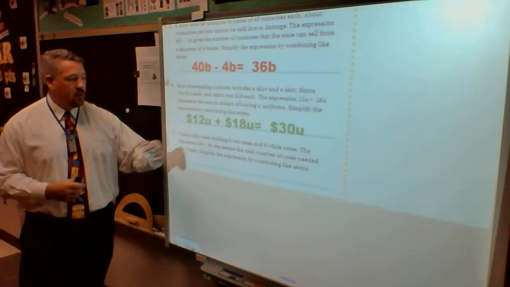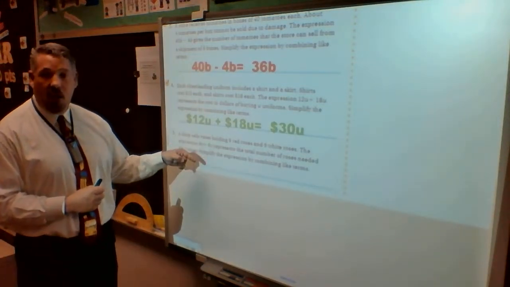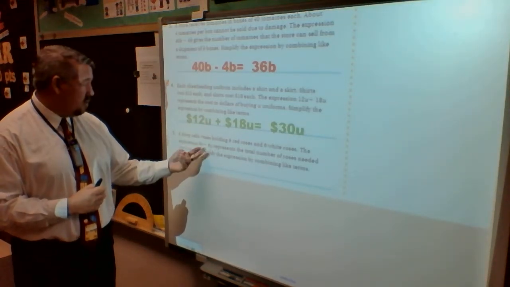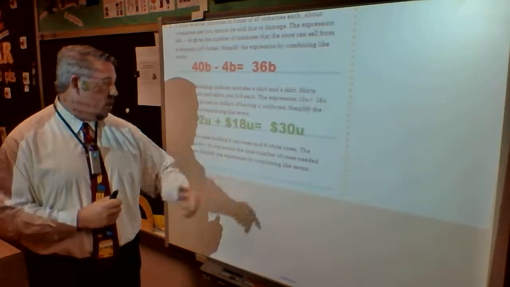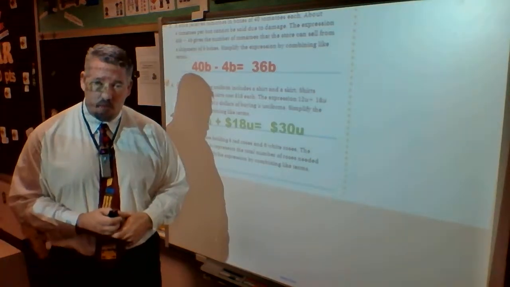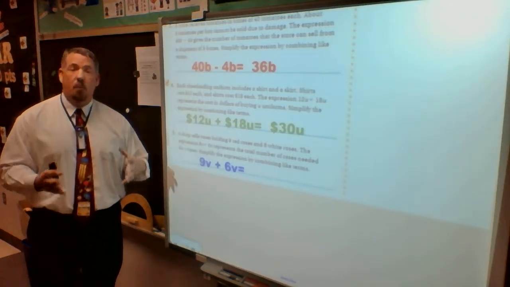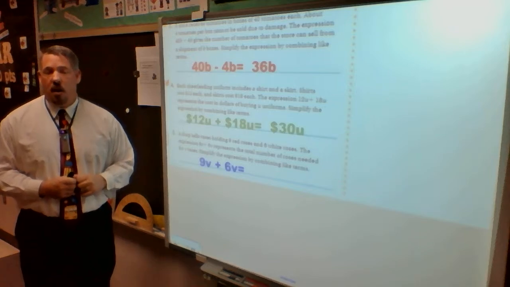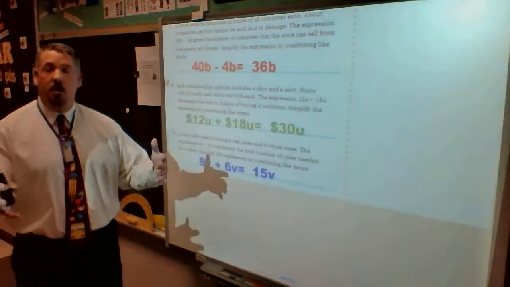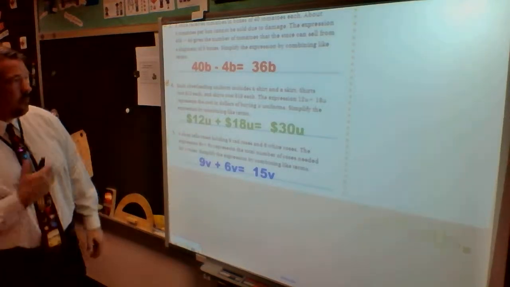A shop sells vases holding 9 red roses and 6 white roses. The expression 9v, where v is how many vases, plus 6v, with the 9 red roses and the 6 white roses in each vase, represents the total number of roses needed for v vases. Simplify the expression by combining like terms. So I have my original expression of 9v plus 6v. I'm going to put them together because the variables are the same. I am going to add those together. 9 plus 6 is 15. So I know my simplified expression is 15v. That, once again, is my answer.